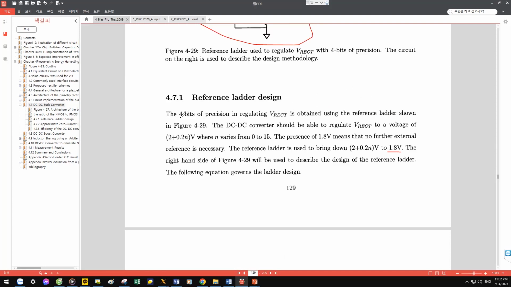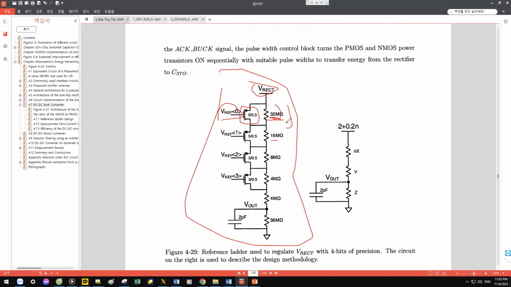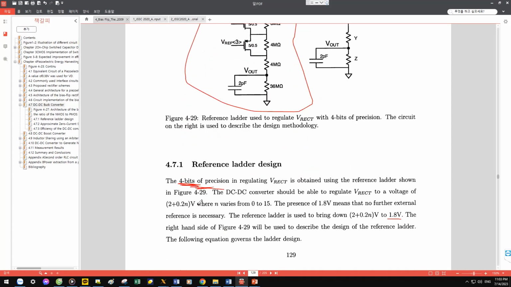Did you read it carefully? It's a 4 bit control to control VREC. Okay, I do it. So VREC 4 bit. VREF 0, 1, 2, 3 is 4 bit, which will control the reference voltage.